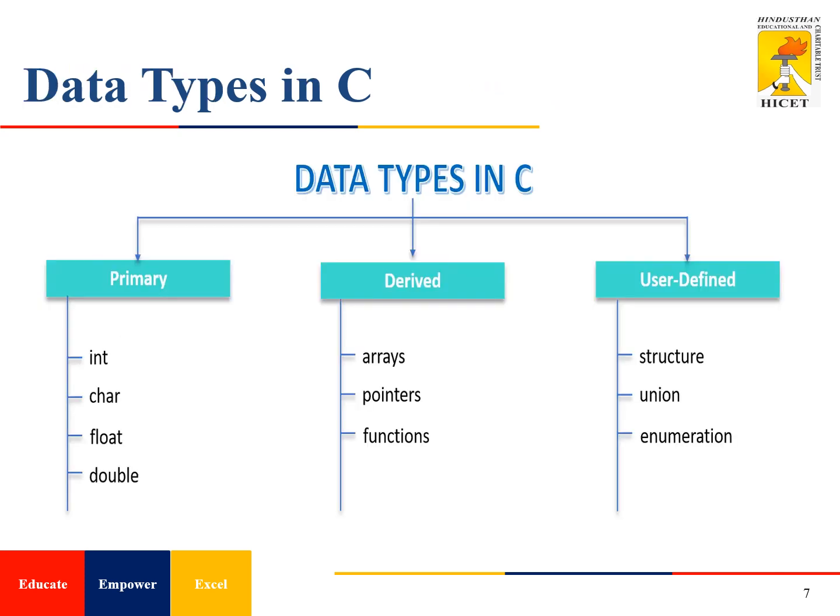And next part is the data types used in C. Data types in C are classified into three types: primary, derived, and user defined data types. Primary data types are int, char, float, and double.